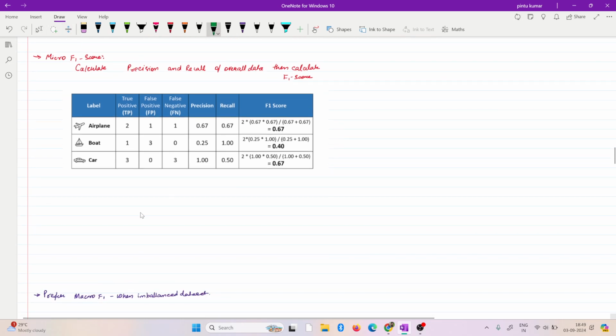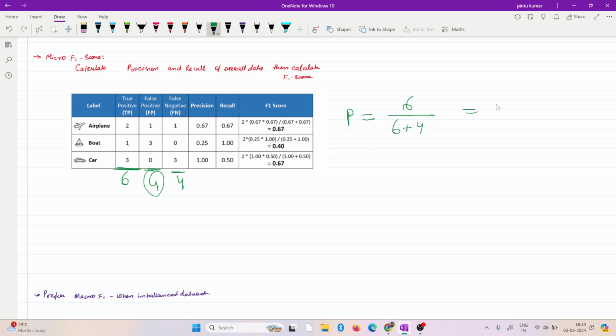Then what you do is, you calculate the total number of true positives. So what is the total number of true positives? 3, 3, 6, right? What is the total number of false positives across classes? So this is 4, this is also 4, right? So then its precision is given by the total number of true positives, that is 6, divided by the total number of true positives plus the total number of false positives. So this is 0.6. And again, your recall is 6 divided by 6 plus 4, which is again 0.6.